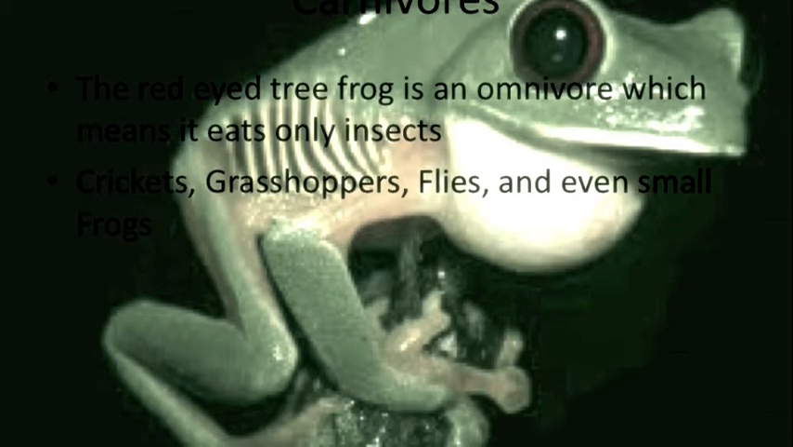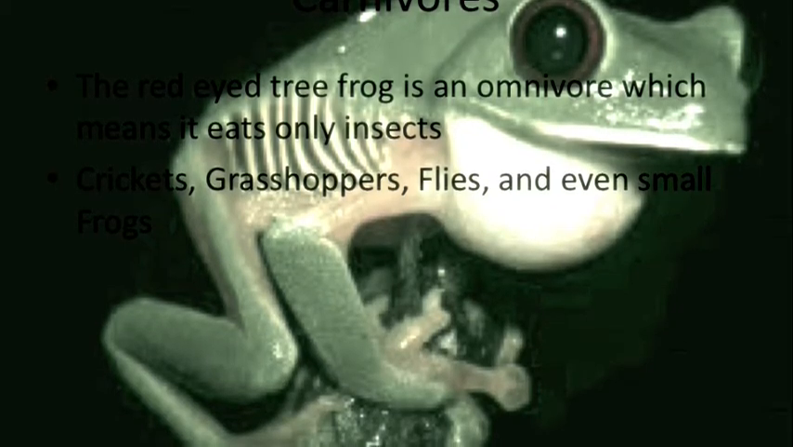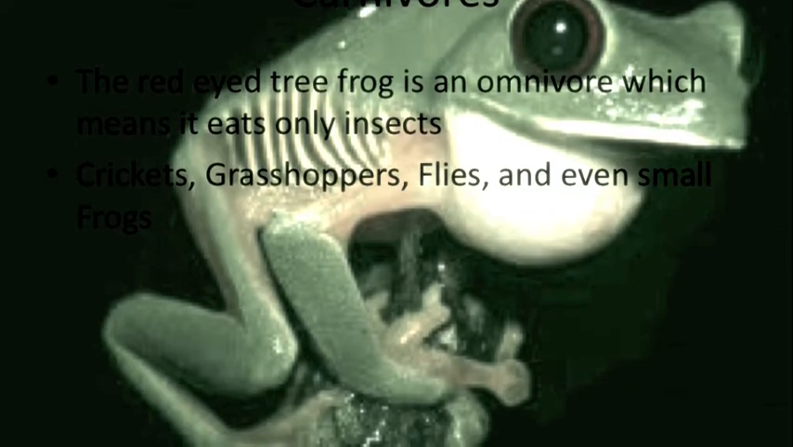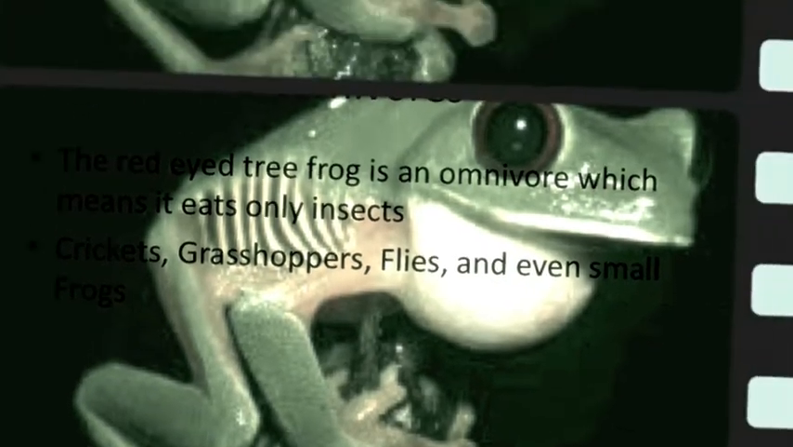Carnivores. The red-eyed tree frog is a carnivore, which means they only eat insects, including crickets, grasshoppers, flies, and some small frogs.